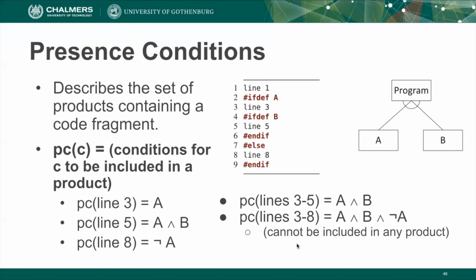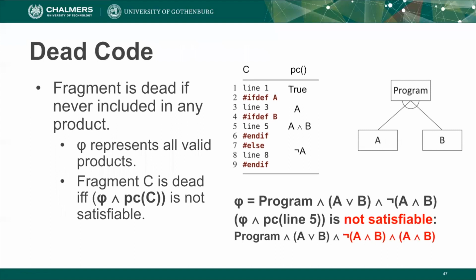So the presence conditions for lines 3 through 5 are A and B. And to include all of 3 through 8, that means A and B and not A, which means we can't include all of lines 3 through 8 in any particular product, right? As we'd have A and not A there. That's impossible to meet. So a code fragment is dead if it is never included in any product of a product line.